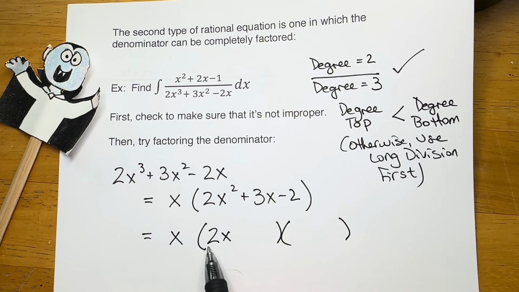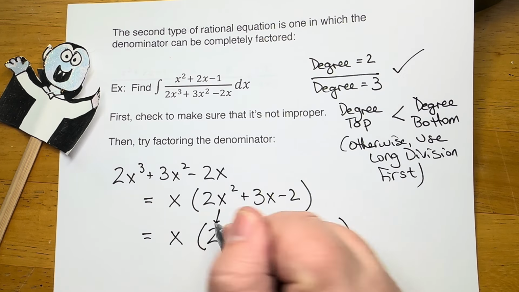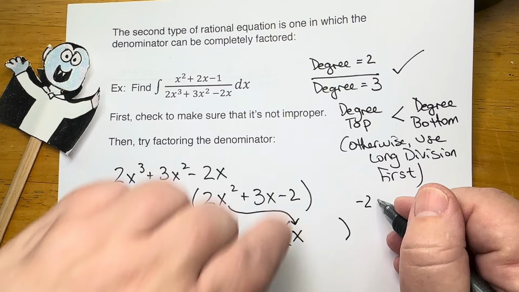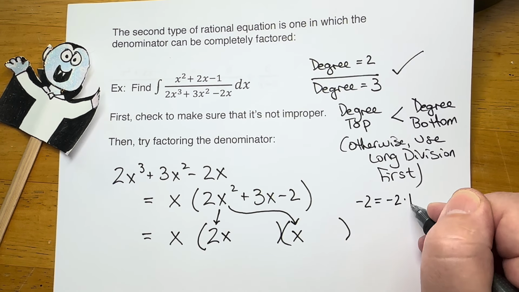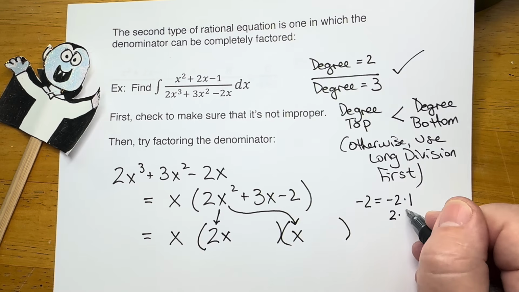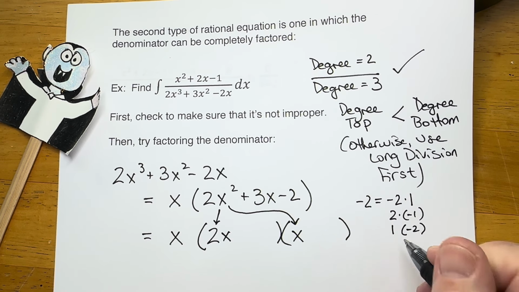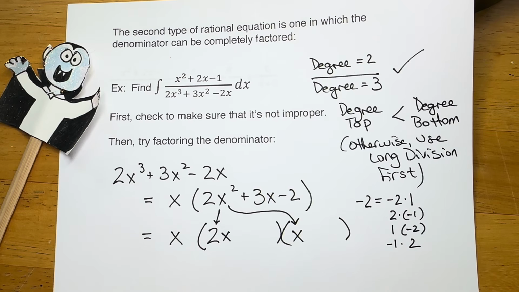You see the 2x squared, you break it into 2x and x, and then you look first to the last term there, negative 2. I've got to make up negative 2 when I multiply these two. So what are the ways to make negative 2? Well, negative 2 could be negative 2 times 1. It could be 2 times negative 1. It could be 1 times negative 2, or it could be negative 1 times 2. So I got 4 options there. And trial and error says that I should work through all of these.